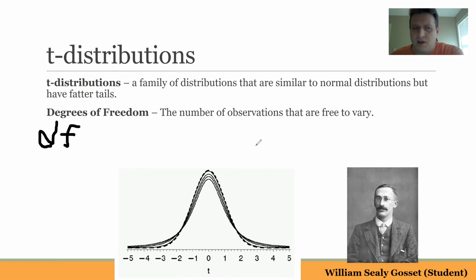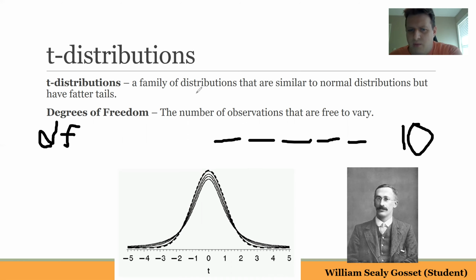Now, degrees of freedom are the number of observations that are free to vary. So let's say that we already know an outcome. Let's say that we know that our mean is 10. And we know that we have, let's say, 5 numbers. And we know that the mean is 10. How many of these observations are free to vary? Well, this first observation can literally be anything. It could be 10, it could be 0, it could be negative 100, it could be 5 million. Okay? This observation is completely free to vary.